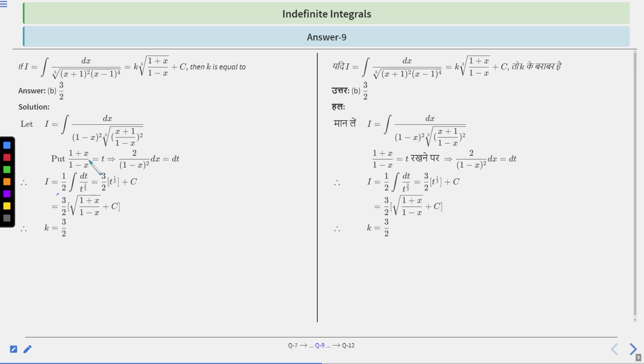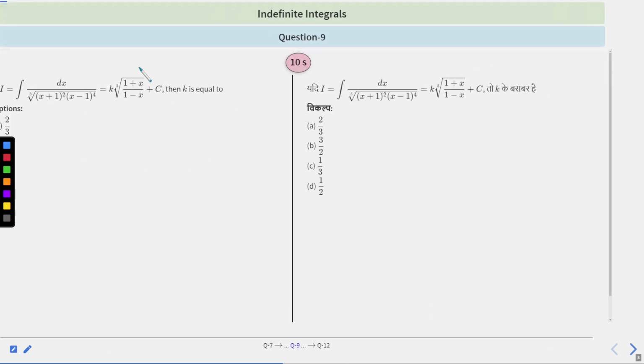So I is equal to 1 by 2 integration of dt upon t to the power 2 by 3, which is equal to 3 by 2 t to the power 1 by 3 plus c. Clear? Here t is (1 plus x) upon (1 minus x). Therefore, I is equal to 3 by 2 cube root of ((1 plus x) upon (1 minus x)) plus c, right? So k is equal to 3 by 2 on comparison with the right hand side. Clear? 3 by 2 is the right answer. So option B is the right choice.